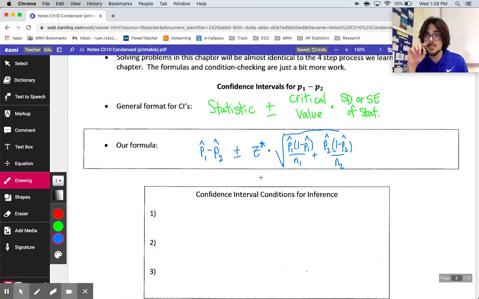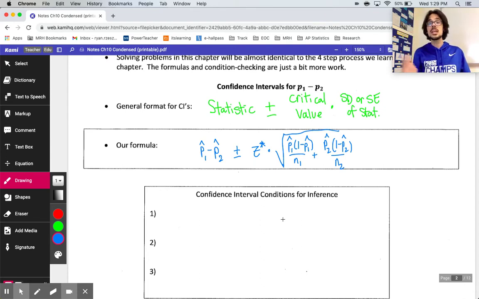So the formula makes sense if you just walk your way through it. In this chapter, though, in chapter 10, I'm going to often tell you guys to just go with the calculator and technology to get your interval. While you could plug into this right here, the more pieces there are, the easier it is to screw up and type something in wrong. So it's just better in general to use your calculator for these.